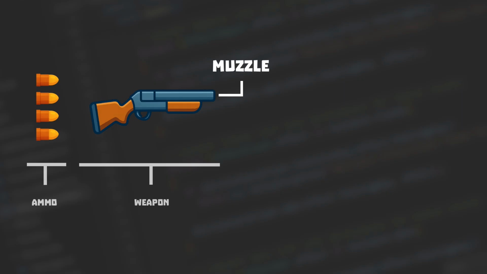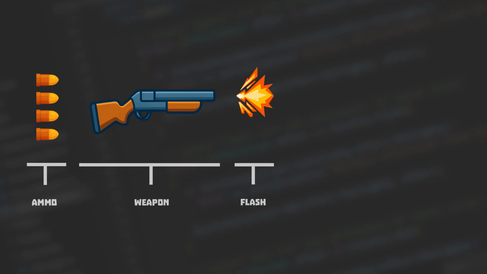Muzzle will be an empty game object placed at the end of the barrel. It will serve as a starting position for the muzzle flash. Muzzle flashes are a visual effect caused by the explosion of the ammunition. It will vary in size, shape, and color depending on the weapon and ammo type.